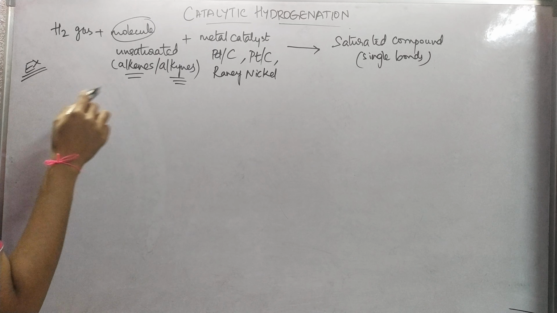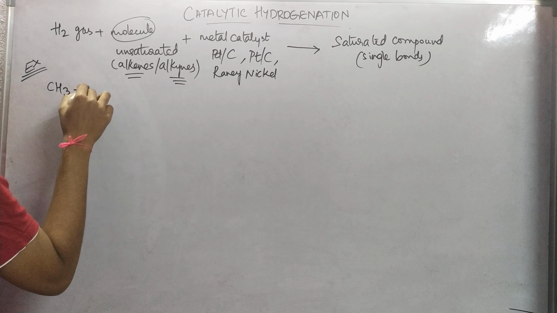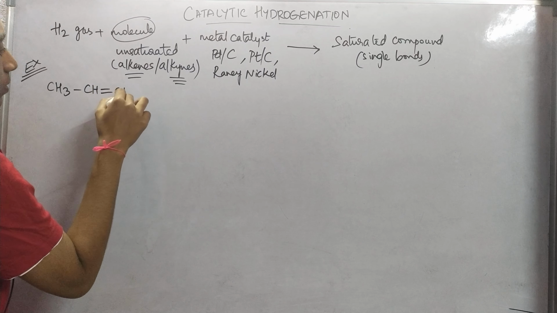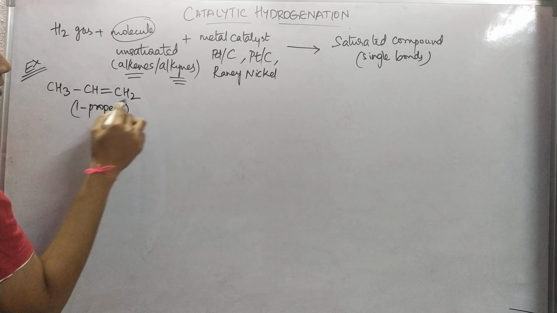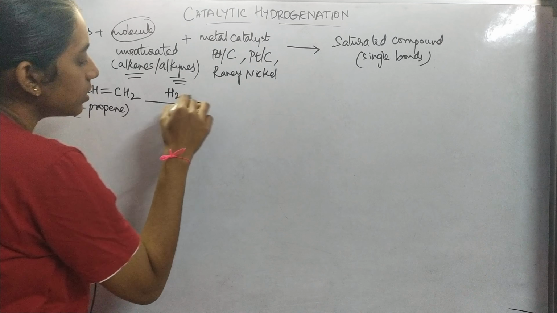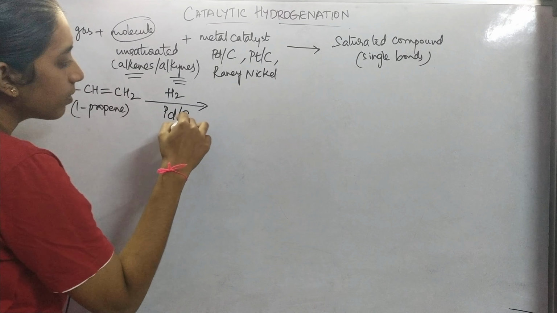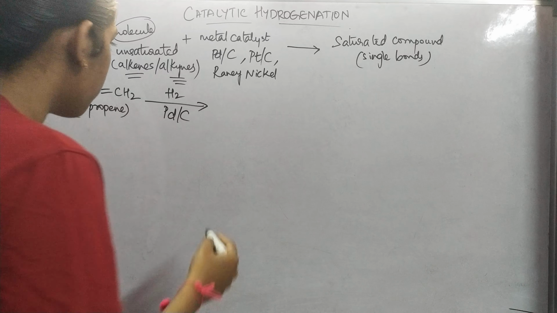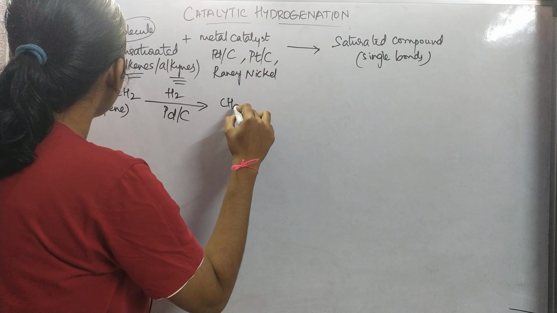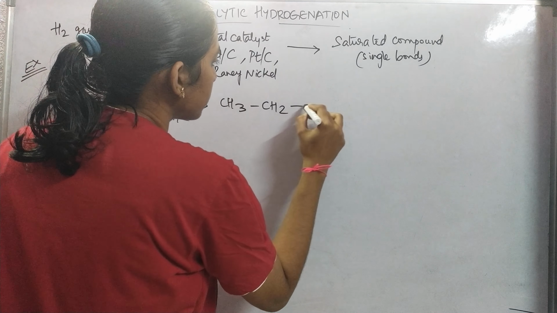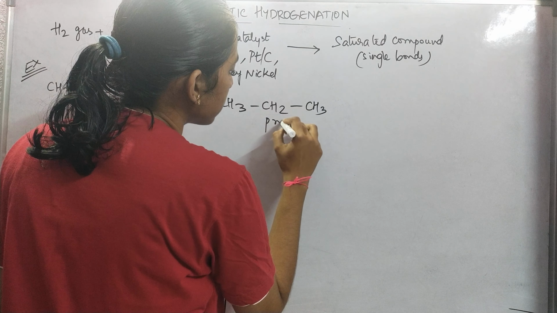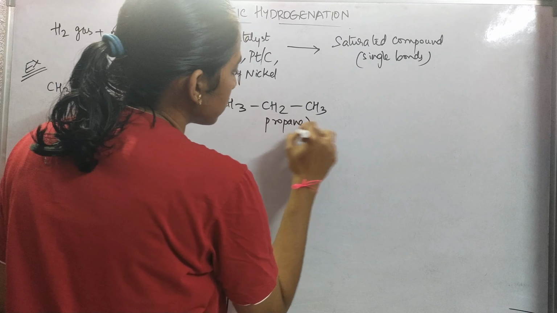We will be taking an alkene which is 1-propene. When it undergoes catalytic hydrogenation in the presence of the metal catalyst palladium on carbon, we will be getting propane. It is a saturated compound. So this is called catalytic hydrogenation. We will see the mechanism for this reaction.